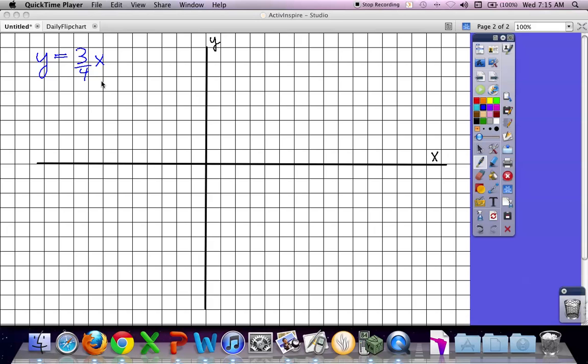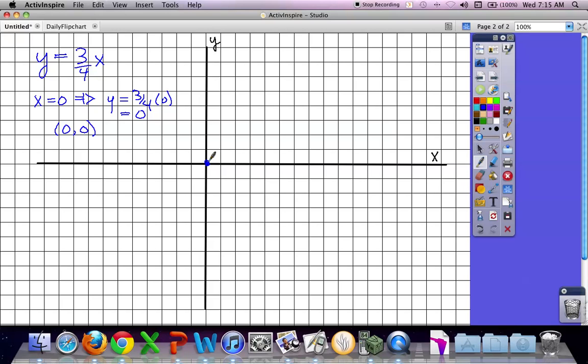So let me start by saying x equals 0. If x equals 0, then y equals 3/4 times 0, which is 0. Right? So x is 0, y is 0. There's the point 0, 0. 0, 0, right there. Okay, let's try another point.